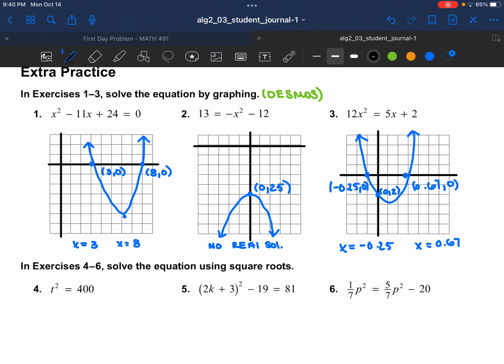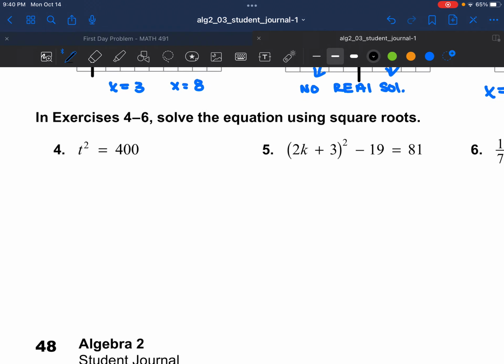Perfect. Okay, so this first part here, just like we practiced last week in class, we worked on graphing with Desmos. Because we haven't quite practiced factoring yet at this point in the chapter, we use Desmos for these. This first one has 2 real solutions, the second one has no real solutions, and the last one has 2 real solutions. Now let's go ahead and solve with square roots.